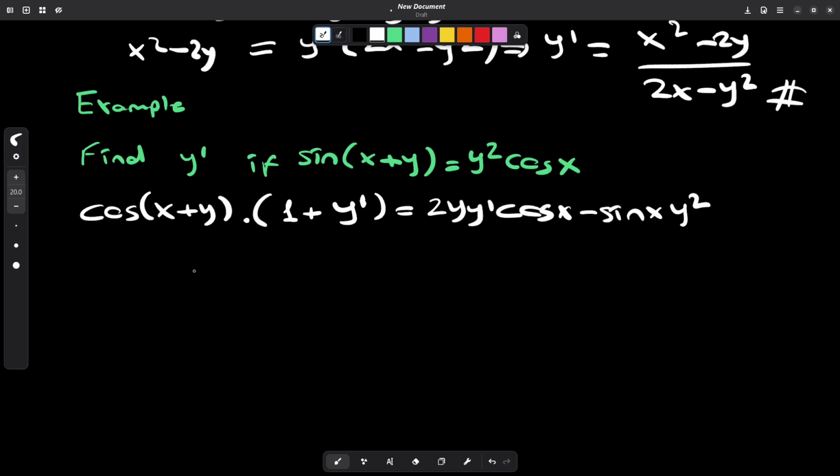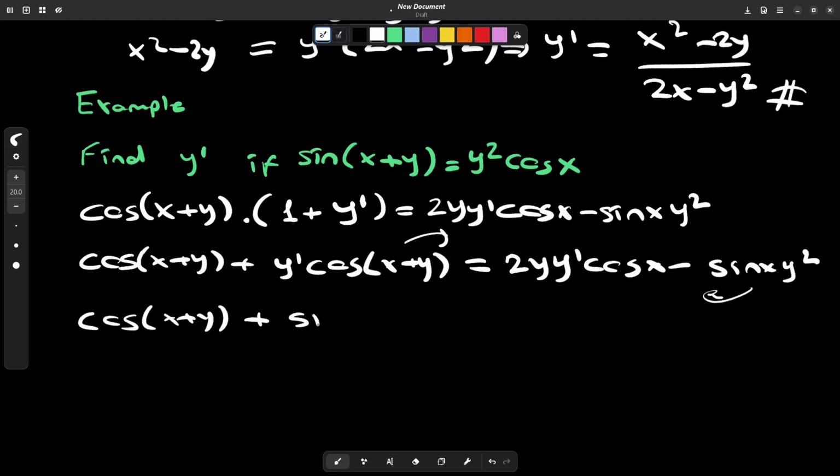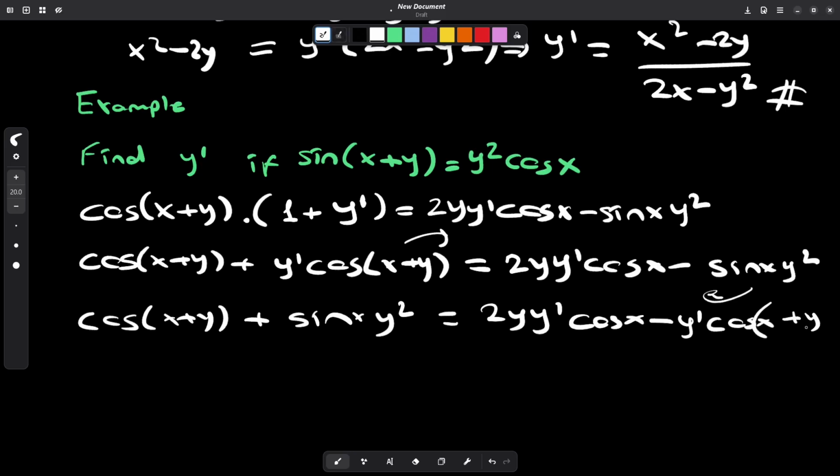Let's see how we can leave y derivative alone with algebra. Cosine of x plus y plus y derivative cosine of x plus y is equal to 2y y derivative cosine x minus sine x y squared. I will send this term to the other side and send this term to the other side. Cosine of x plus y plus sine x multiplied with y squared is equal to 2y multiplied y derivative cosine x, it's a plus, so minus y derivative cosine of x plus y.